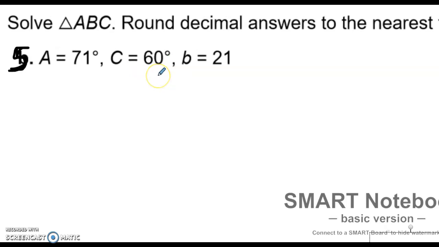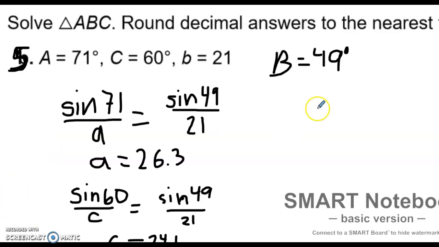Next one in your notes, solve the triangle ABC, round answers to the nearest tenth. I know angle A and angle C and side B. So how are you going to start this problem? First thing I did was find angle B, because 180 minus 71 minus 60 is equal to 49.